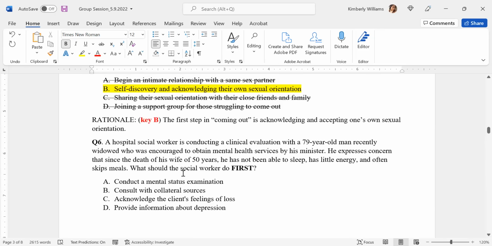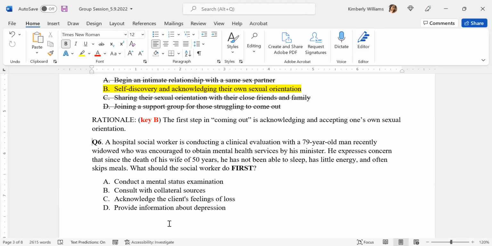All right, so let's go to question 6, the first question. Anybody want to take this first question? I'll take it. Okay, go ahead. It says a hospital social worker is conducting a clinical evaluation with a 79-year-old man, recently widowed, who has been encouraged to obtain mental health services by his minister. He expresses concern that since the death of his wife of 50 years, he has not been able to sleep, has little energy, and often skips meals. What should the social worker do first?